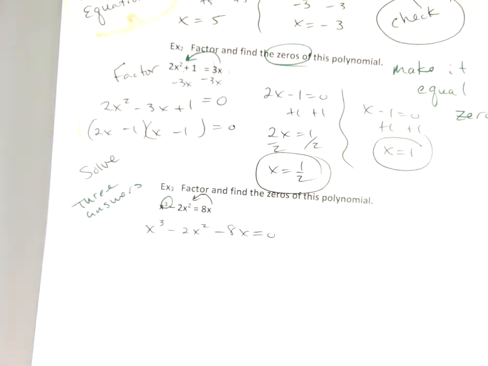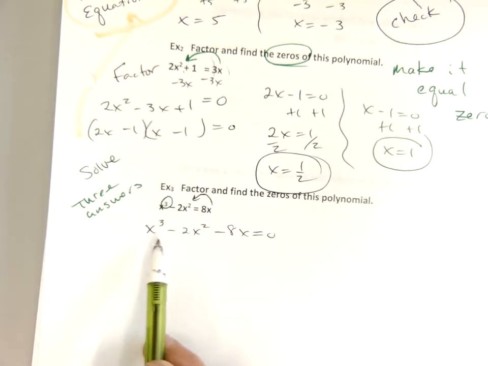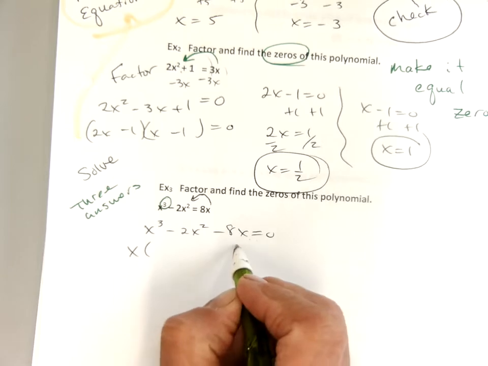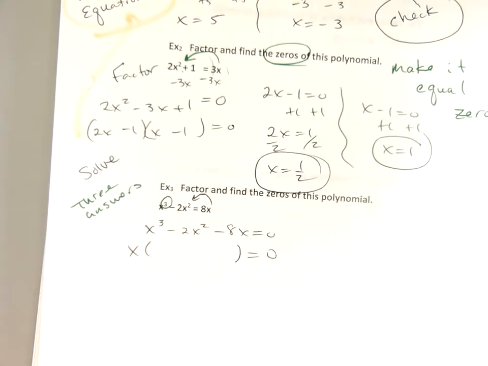Now, how can I make this problem easier? We have to factor. How can I make it easier? Remember? What can I do to make this problem easier? Can you remember? How about x? Do you guys see the x? They all have an x in common. You guys agree with that? So if I take out an x, it might make my problem easier. So I common factor.